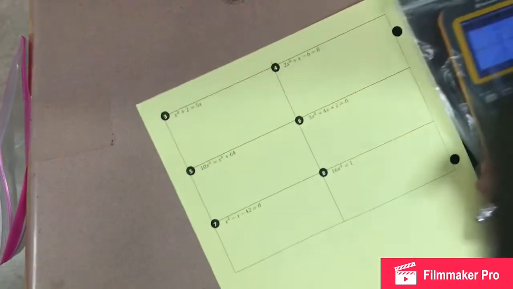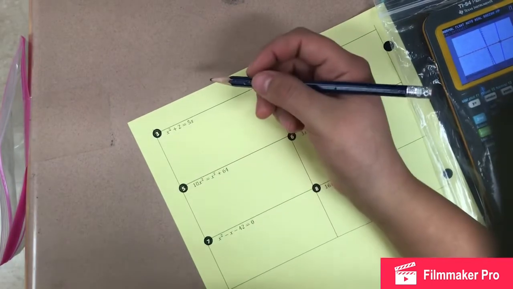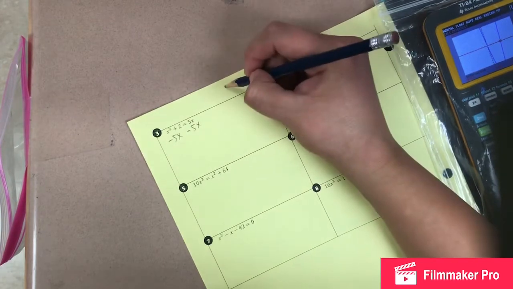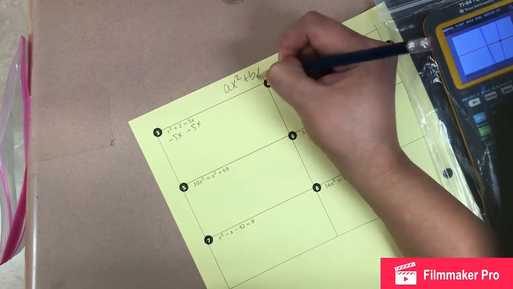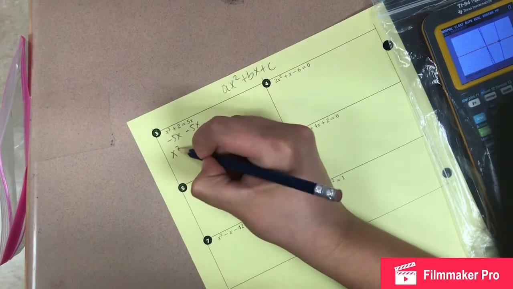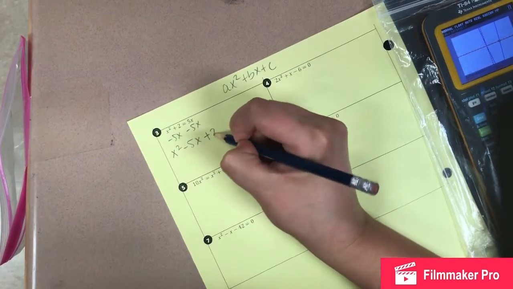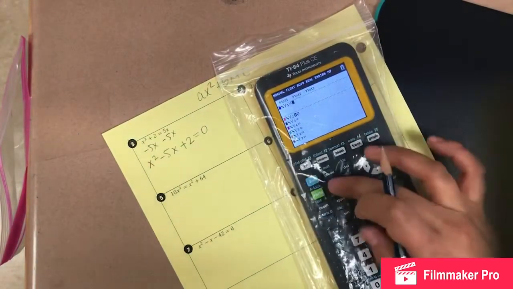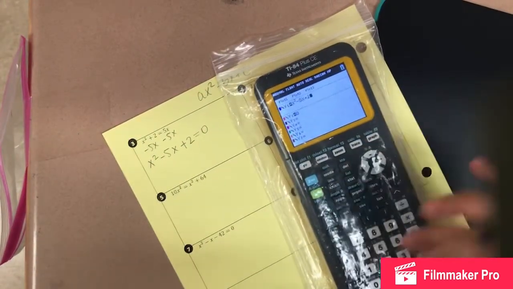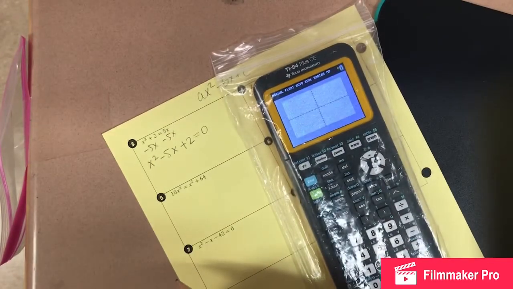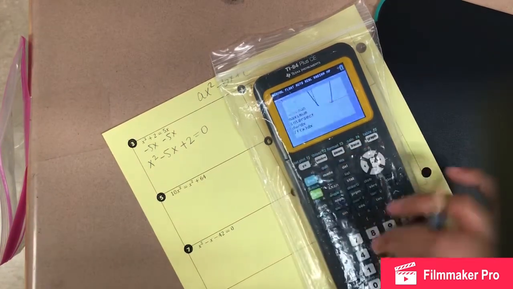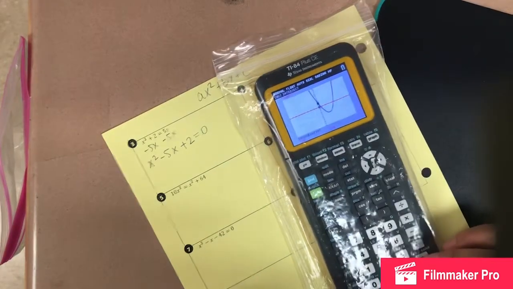Okay, just a few more examples. Number 3, to set it equal to 0, we are going to subtract 5x. Make sure that your equation is in standard form where it's ax squared plus bx plus c. So this one's x squared minus 5x plus 2 equals 0. After I type that into the first equation, okay, this one again does not come out nice and pretty, so we are going to have some decimals. Second trace 5, I'm close to the left side, so enter, enter, enter.